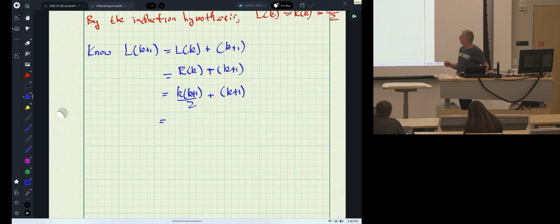Well, we have a common factor here of k plus 1. So let me factor that out. So that's k plus 1. And then what's left over is k over 2 here and a 1 here.